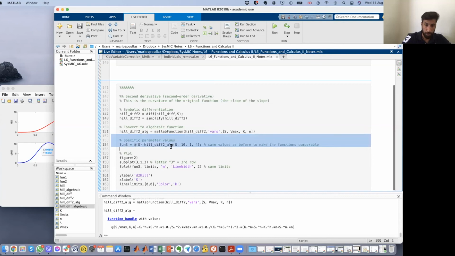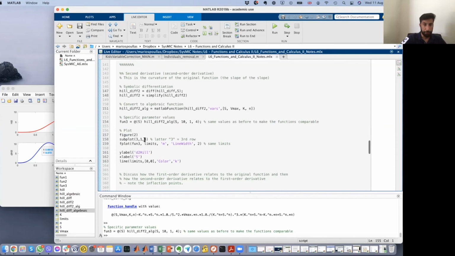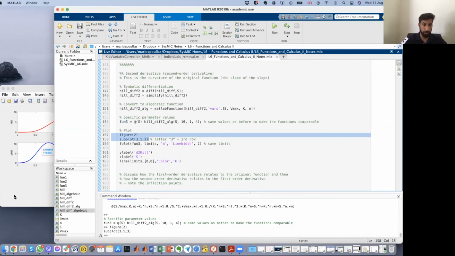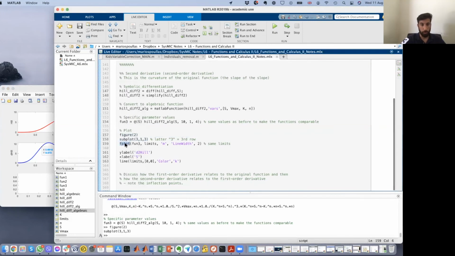Let me run this part of the code as well. And now we are gonna plot the third panel. That's why we've got 3, 1, 3, which means 3 panels, first column, third row. So at this position here, we are going to plot the second derivative. We do that by using the fplot function. This time I'm making it magenta, so it's a different color. Line width is the same. The limits are always the same to be comparable.